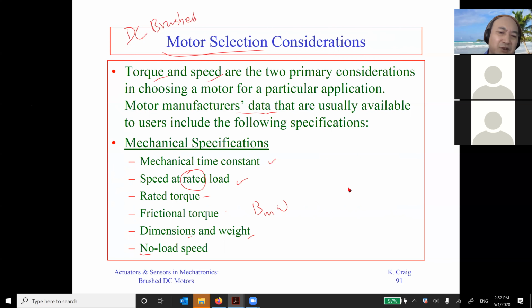They also give you a no-load speed, meaning the shaft is not connected to a load. So this is your motor. When you don't have the load, you see what the omega is: omega no load.